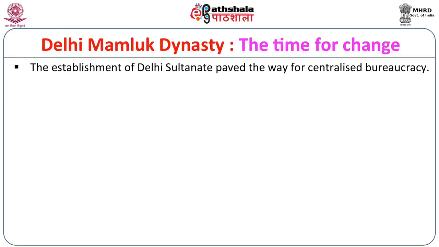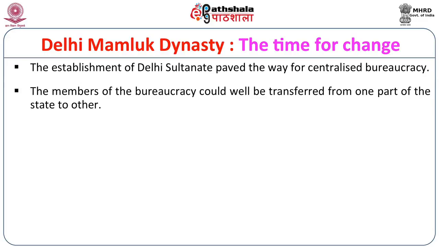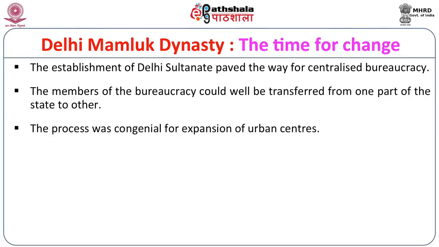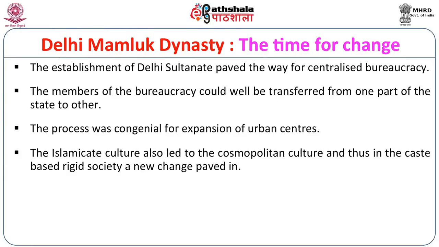The establishment of Delhi Sultanate paved the way for centralized bureaucracy. The members of the bureaucracy could well be transferred from one part of the state to the other, which never happened in the earlier phase. The process was congenial for the expansion of urban spaces because this bureaucracy operated from the urban spaces. The Islamicate culture, as I have discussed earlier, also led to the cosmopolitan culture, and thus in the caste-based rigid society, this was a new welcome change.